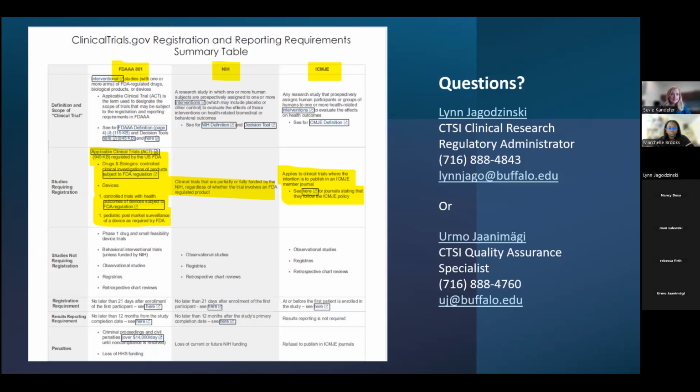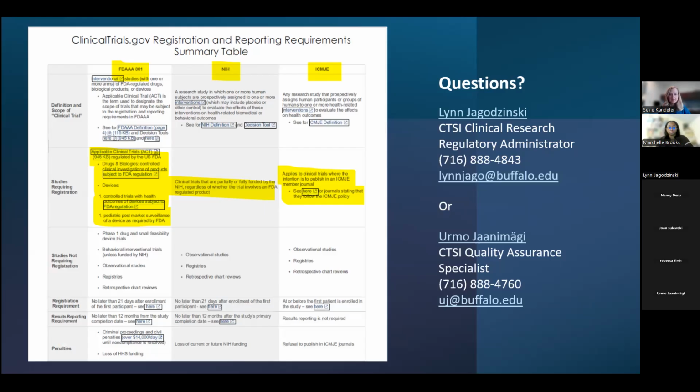So you can see, like, the FDA requires all applicable clinical trials, which are mainly drug and device studies. Some pediatric post-market surveillance studies need to be registered on clinicaltrials.gov. NIH says that clinical trials that are partially or fully funded by the NIH, regardless of whether the trial involves an FDA-regulated product, need to be registered on clinicaltrials.gov. ICMJE says if you want to publish in one of our member journals, you need to register your trial at clinicaltrials.gov.